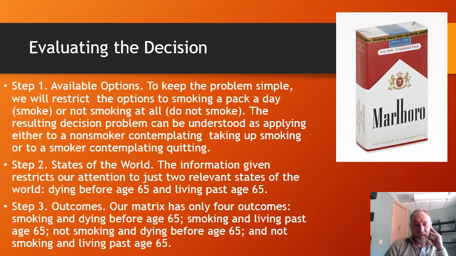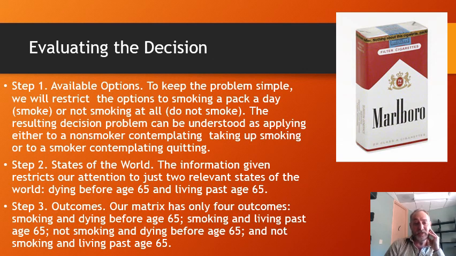Okay. Step 2, states of the world. So the information we have is pretty limited. It's pretty much dying before age 65 and living past 65. Those are going to be the two relevant states of the world that we're going to focus on.